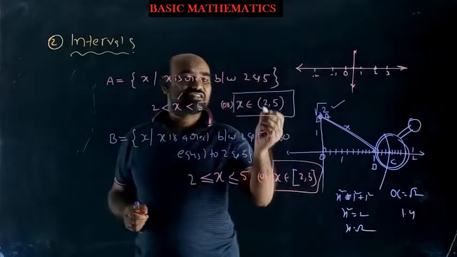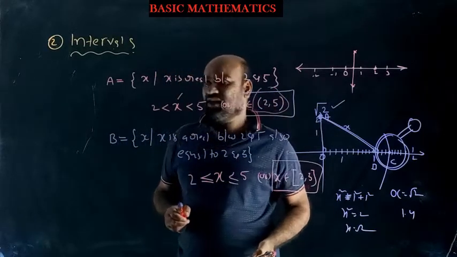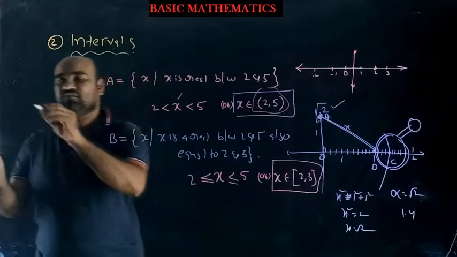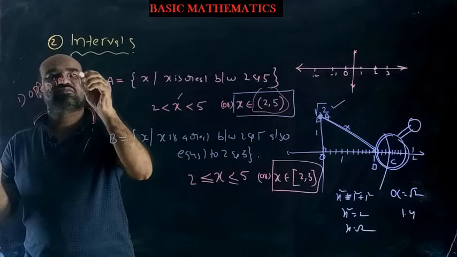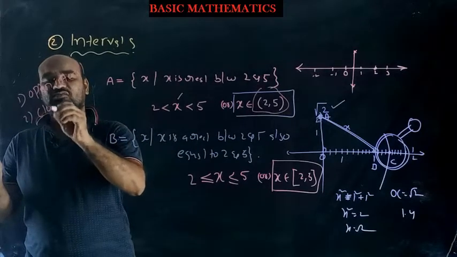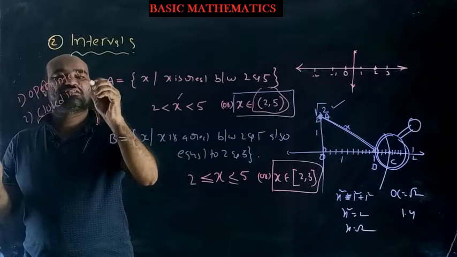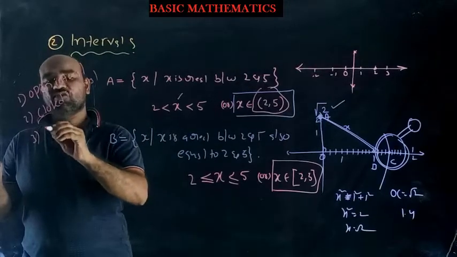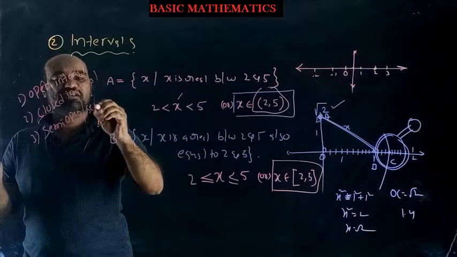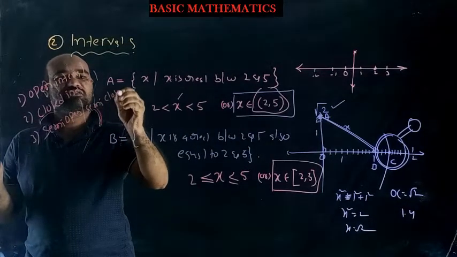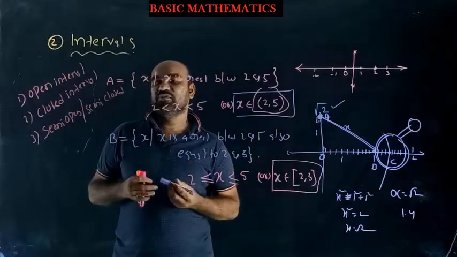So this is the concept of open interval. This is the concept of closed interval. Types of intervals: open interval, closed interval, and third one semi-open or semi-closed. There are three types: open interval, closed interval, semi-open or semi-closed.